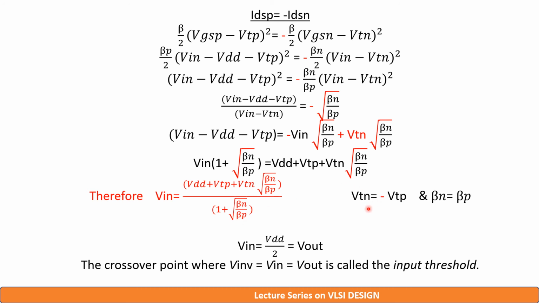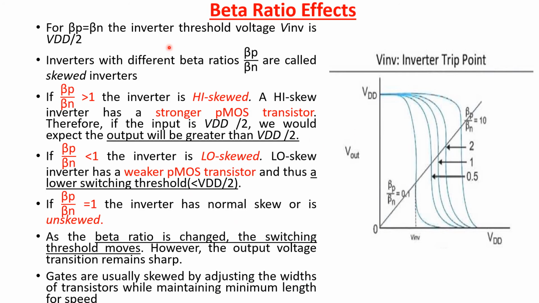So assuming VTN equals minus VTP and beta n equals beta p, we'll have Vin equals VDD by 2, that is 2.5. So this is a crossover point where Vin equals Vout equals VDD by 2, known as input threshold. So for a CMOS inverter, if VTN equals minus VTP and beta n equals beta p, the threshold voltage is VDD by 2, exactly 2.5.